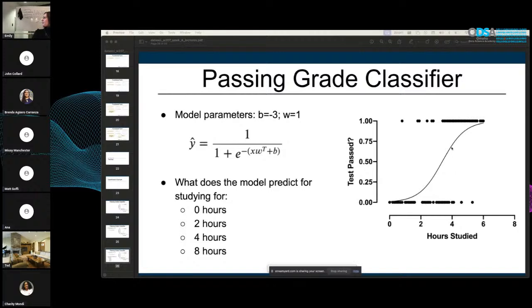It gets hard to read the graph at this point, but it'd be easier if I had lines on here. But somewhere around here, right? 75%, somewhere between 50 and 75%. And what would it predict for 8 hours? Yep, it would predict 1. So even though it looks like it's ending here, this extends to infinity. So it would predict 1 up here.